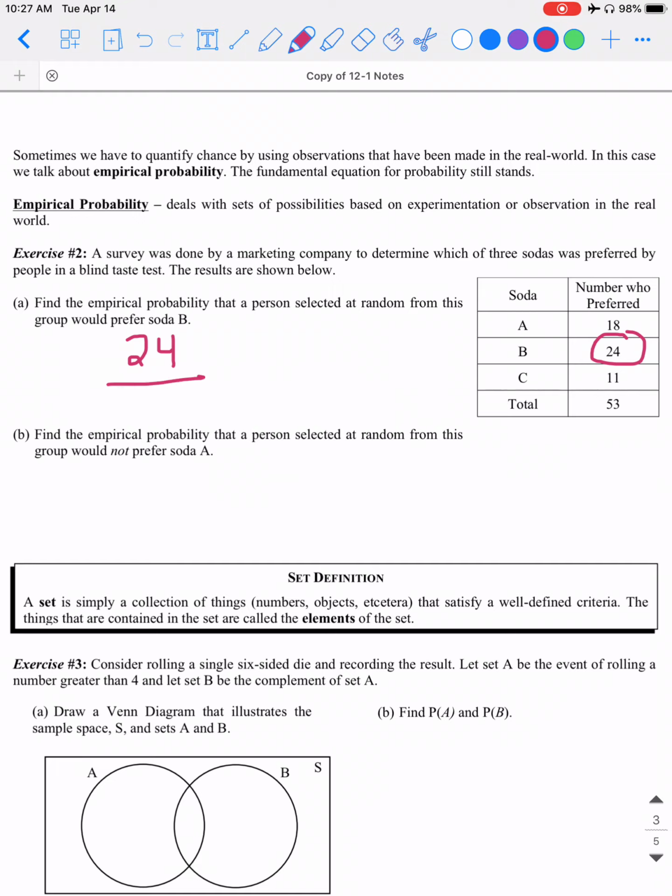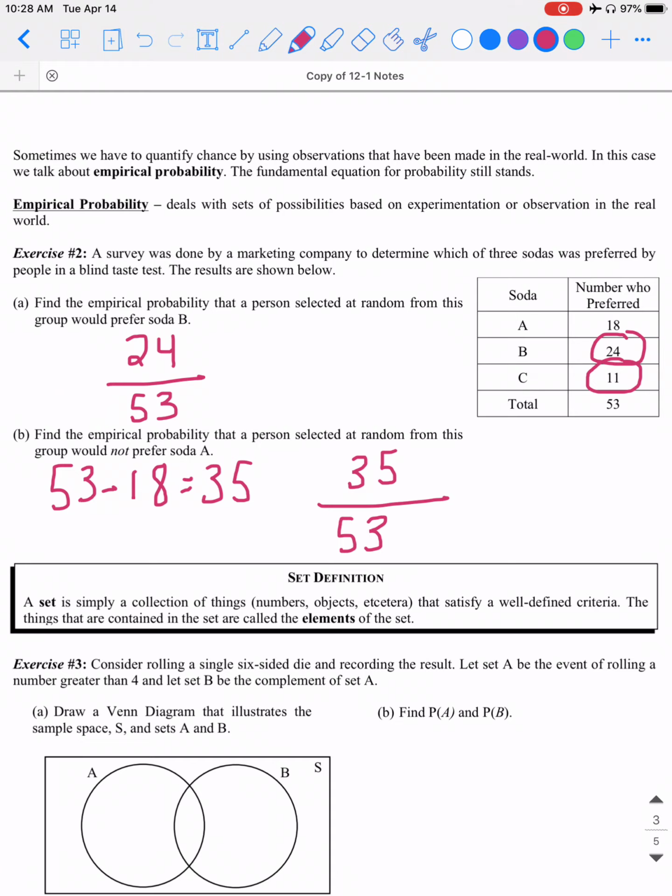Out of the total 53. Remember, we could write this as a decimal or as a percentage. I just don't think this rounds to a nice number. And for part B, find the empirical probability that a person selected at random from this group would not prefer soda A. So I could either add up soda B and soda C, or just take the total, 53, and subtract the people who like soda A and get 35. So people who do not prefer soda A would be 35 out of 53.